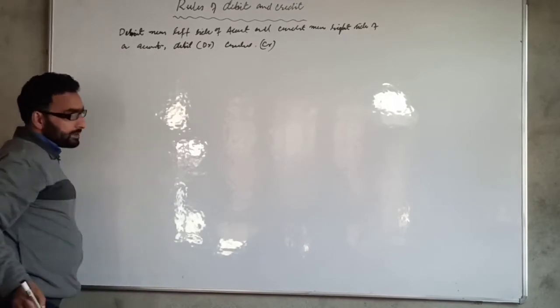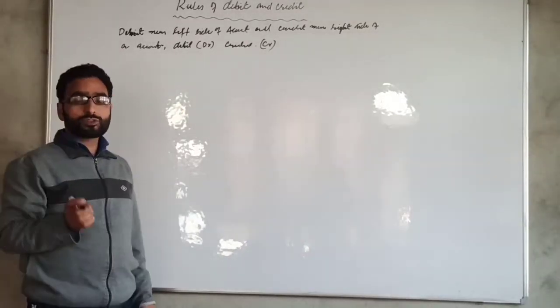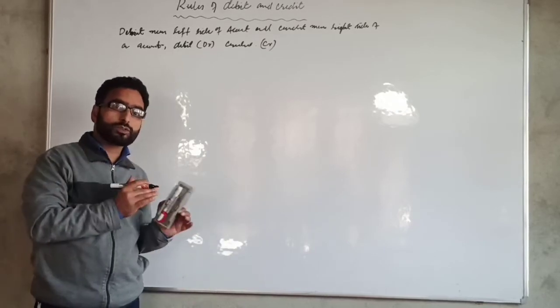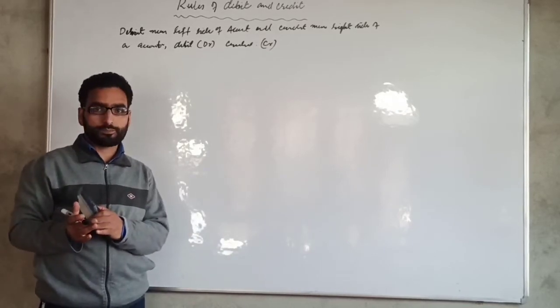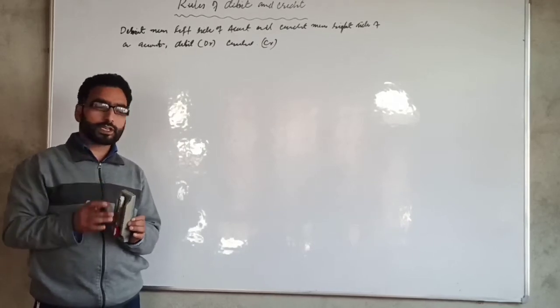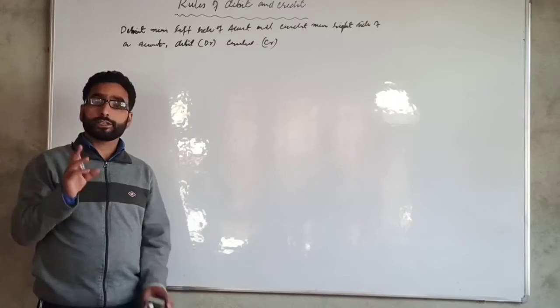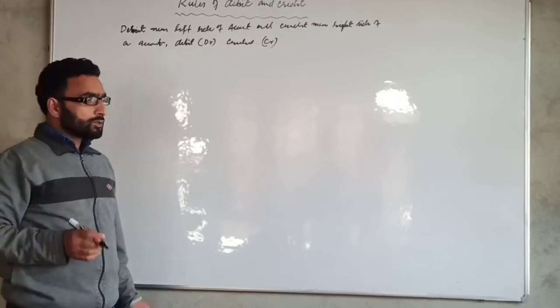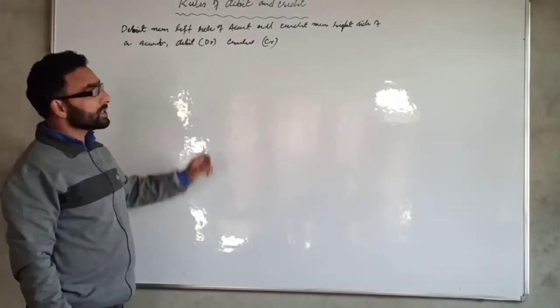In every business transaction, there is at least one debit and one credit. Both sides are always equal. Debit is always equal to credit in every transaction. If any business transaction takes place, there is at least one debit and one credit, and both are equal.